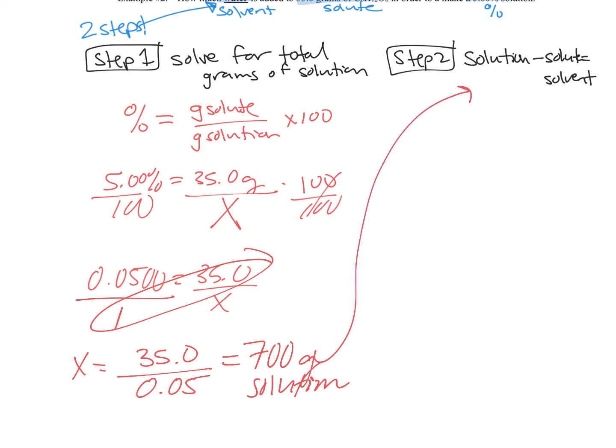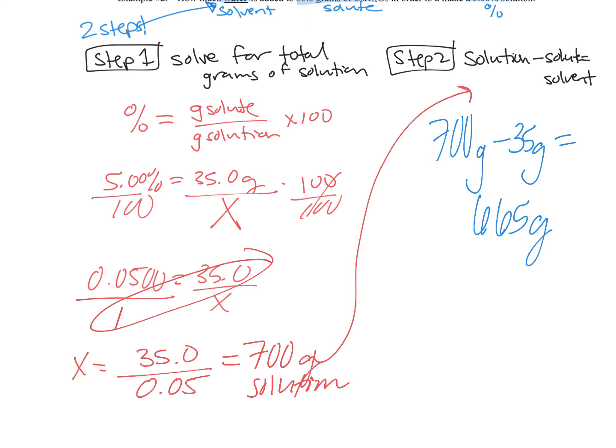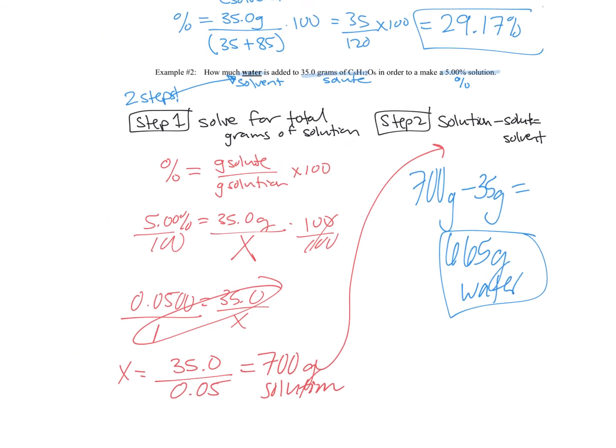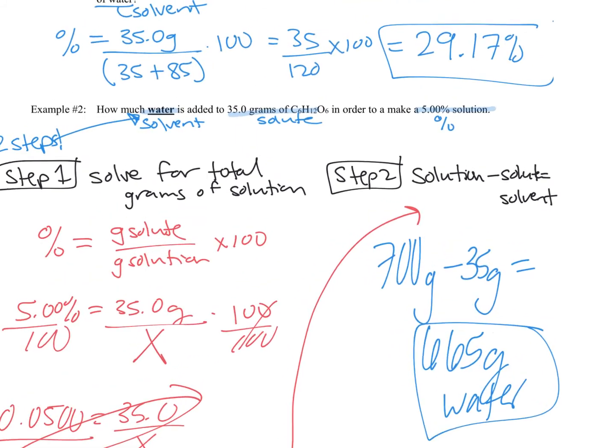Remember, X stood for grams of solution, but the question wants to know how much water we are adding. So we know a solution is made up of 2 parts, the solute and the solvent. And so if I know my total is 700 and one of the parts is 35 grams, if I subtract those 2, then I will get the other part, which in this case is water or the solvent. So the answer would be 665 grams of water. That's how much would be added in order to make these proportions work.